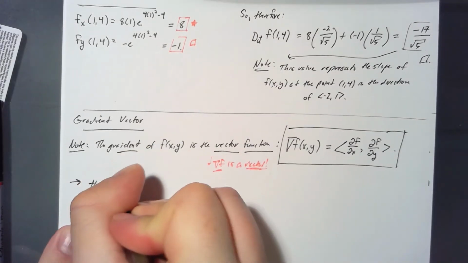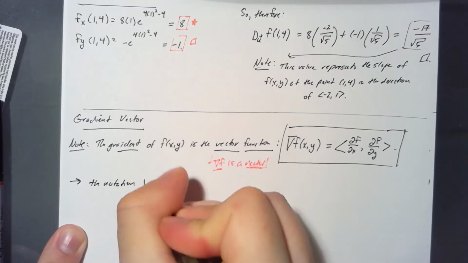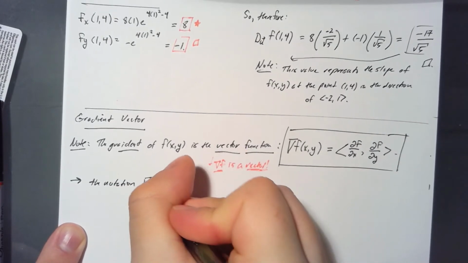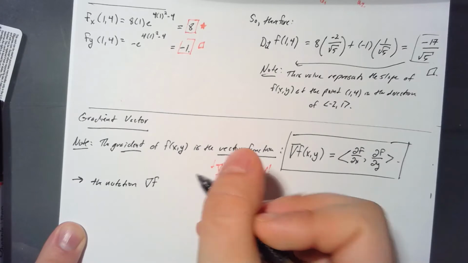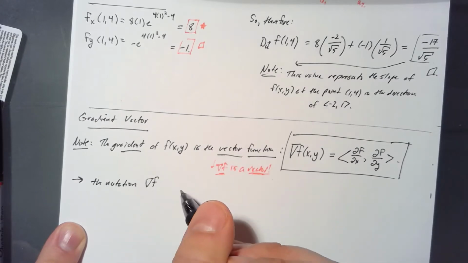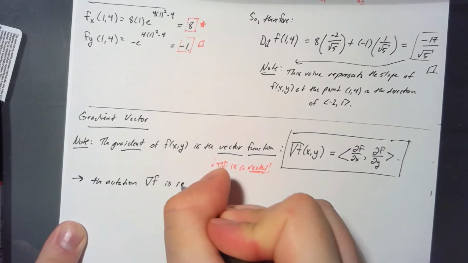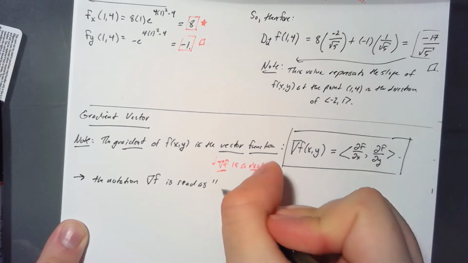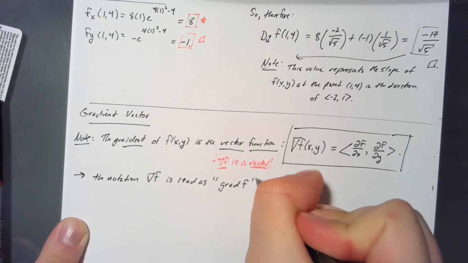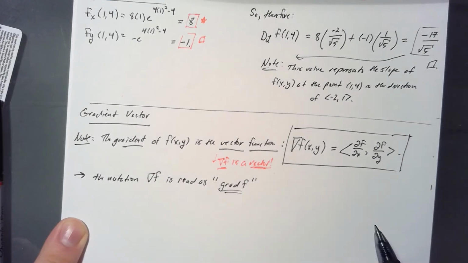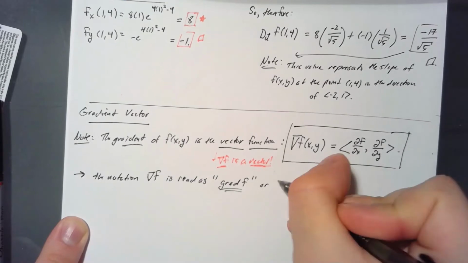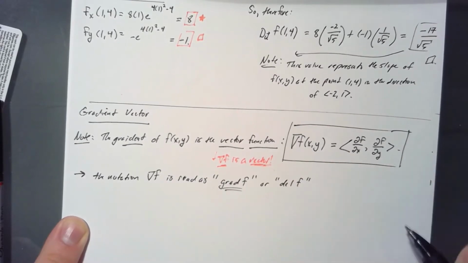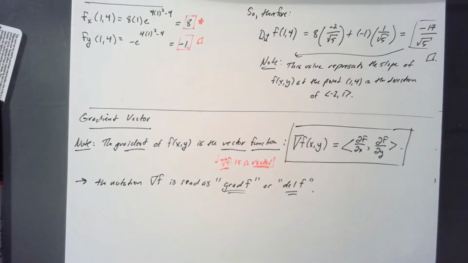The notation, del f, well, I just said it. The notation inverted triangle f, I'm going to say what it is read as. It actually has a few interpretations. It's usually represented as grad f, and I'm going to use that from time to time. Or it could be written as del of f. That's another way of saying it.